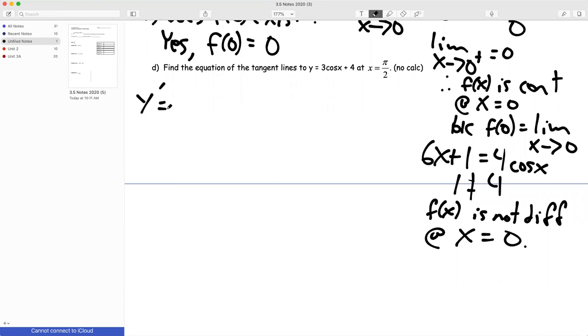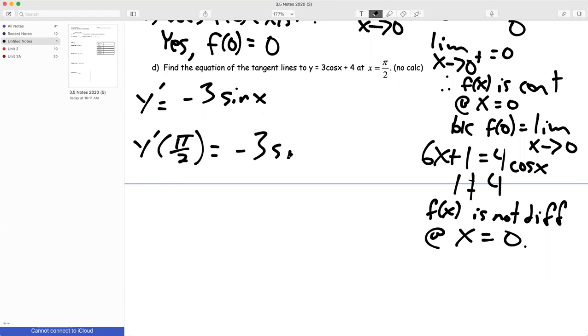Take the derivative. Derivative of 3 cosine of x. I bring down the 3. Derivative of cosine of x is negative sine of x. And the derivative of 4 is 0. Now I'm going to evaluate it at pi over 2. And the sine of pi over 2 is 1, which means that my slope is going to be 1 times negative 3, or negative 3.